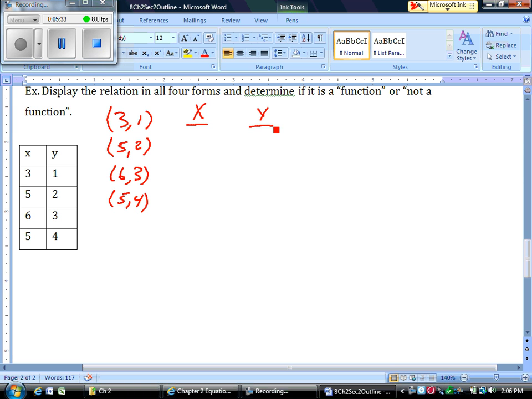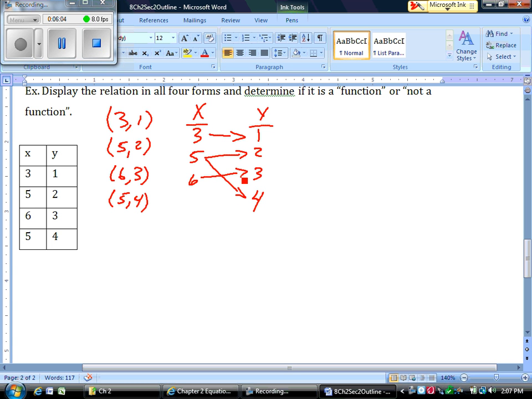So my x values are 3, 5, and 6. Notice I only had to write 5 once. Okay? Just because it's listed twice in the other things, in a mapping I do not have to write it twice. And you'll see why here in a second. So my y's are 1, 2, 3, and 4. 3 goes to 1. Now here's why you only have to write 5 once. Because I can draw an arrow from 5 to 2 and an arrow from 5 to 4. And then 6 goes to 3.